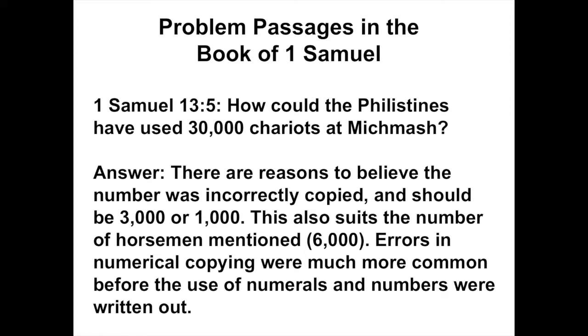In other words, when you go through biblical descriptions of battles and troop sizes, there is almost always more horsemen than chariots. But here, the chariots outnumber the horsemen 30,000 to 6,000. It's much more likely that it was 3,000 or possibly 1,000 chariots, and again, the 6,000 horsemen. Which again, friends, is a massive army, no matter how you slice it.